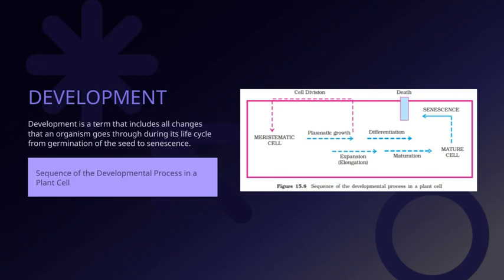Let's take a closer look at the sequence of the developmental process in a plant cell. Development, in this context, refers to all the changes that an organism experiences throughout its life cycle. This spans from the moment a seed germinates, beginning its growth, all the way to senescence, which is essentially the aging process. Understanding development is key because it helps us see how cells grow, differentiate, and contribute to the overall function of the plant. Throughout this presentation, we've been emphasizing how complex and coordinated these processes are. So, when we talk about development, think of it as a series of carefully regulated steps that transform a simple seed into a mature, functioning plant.